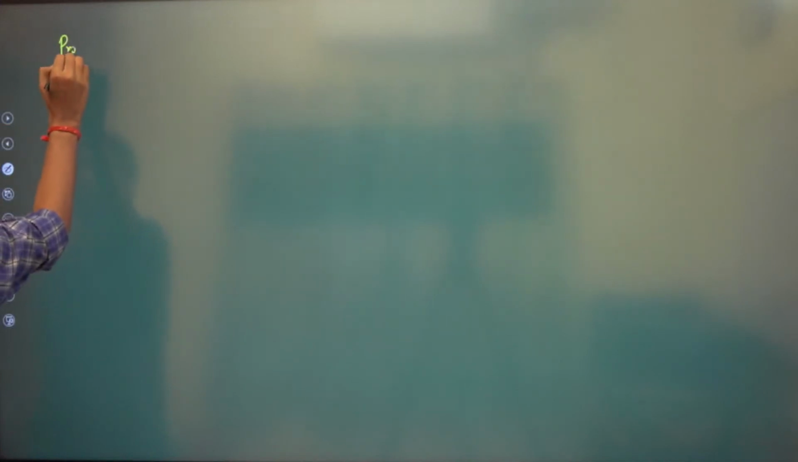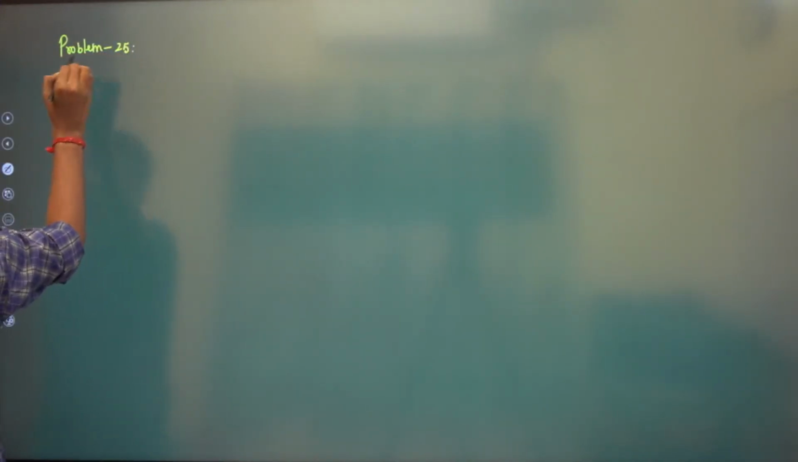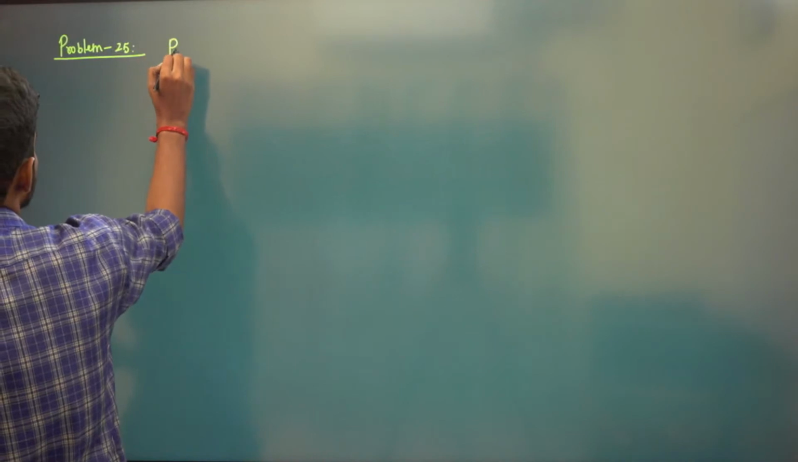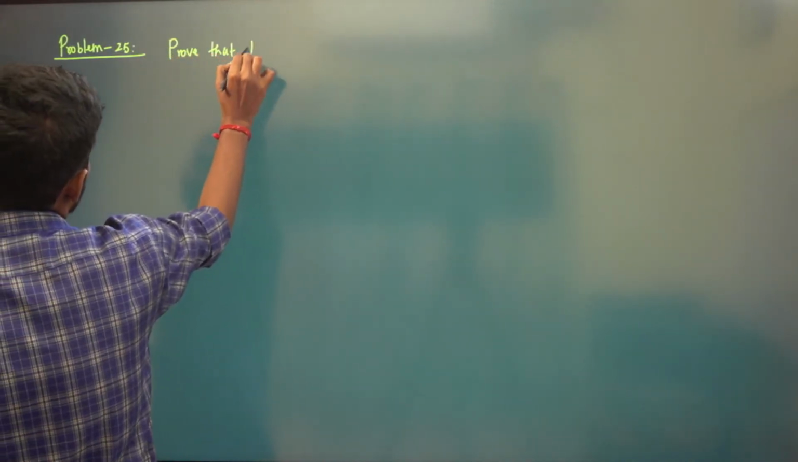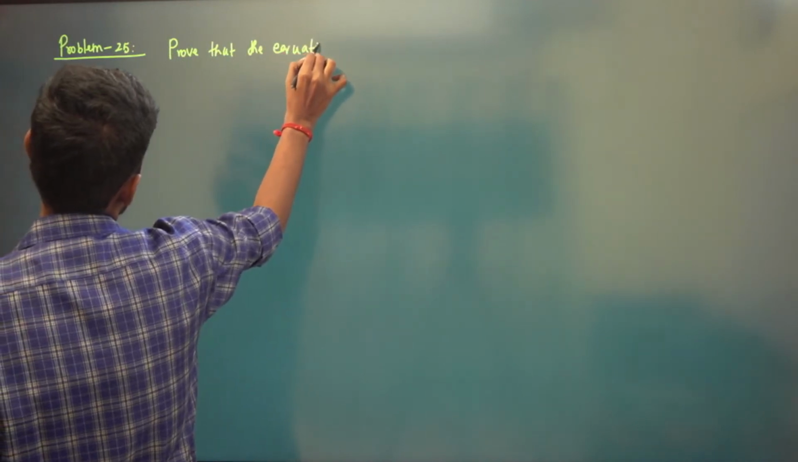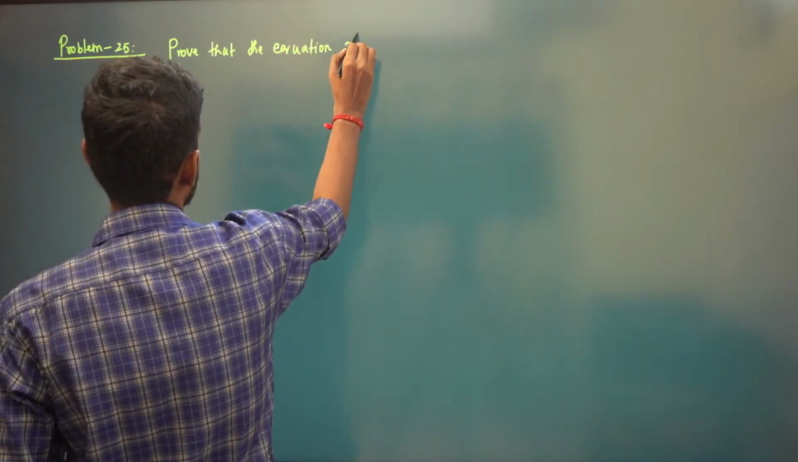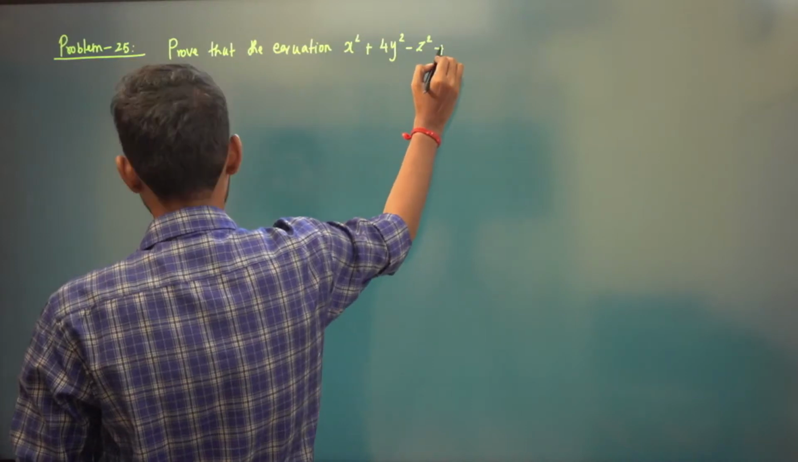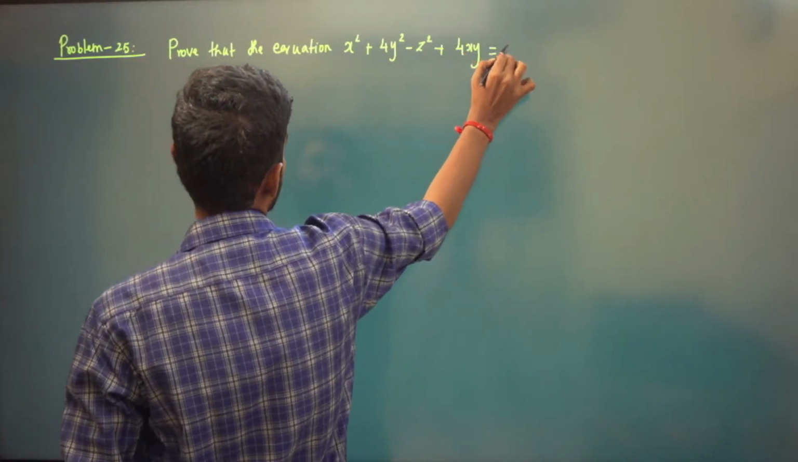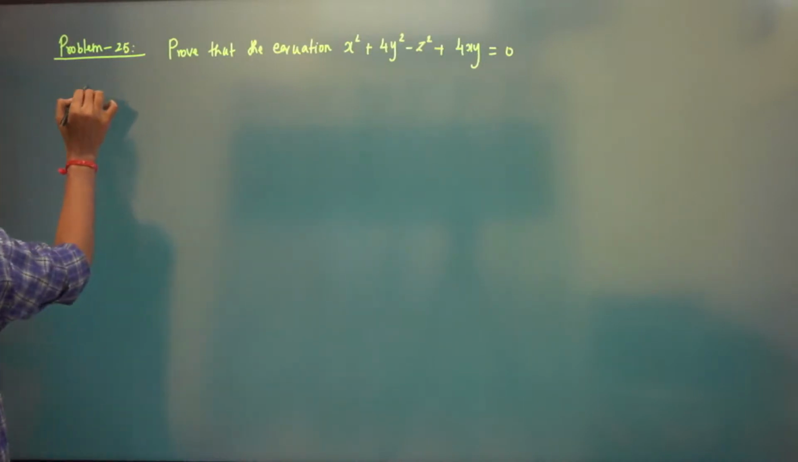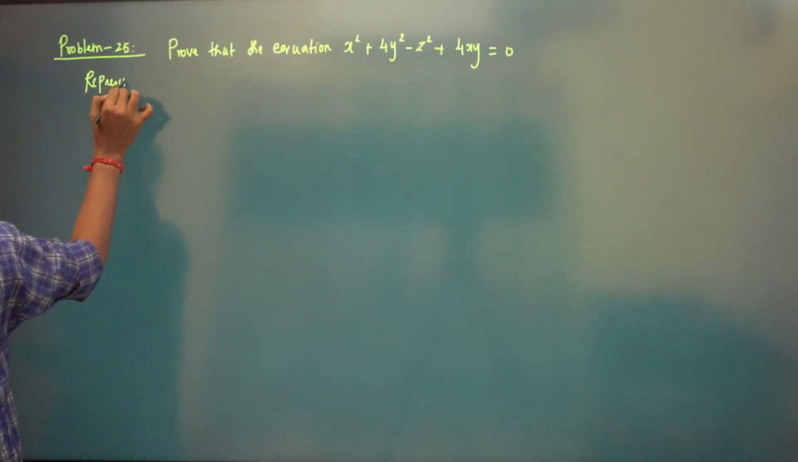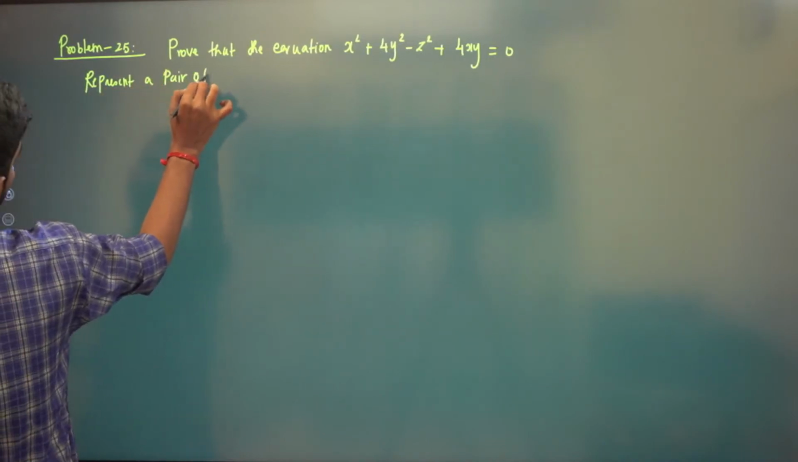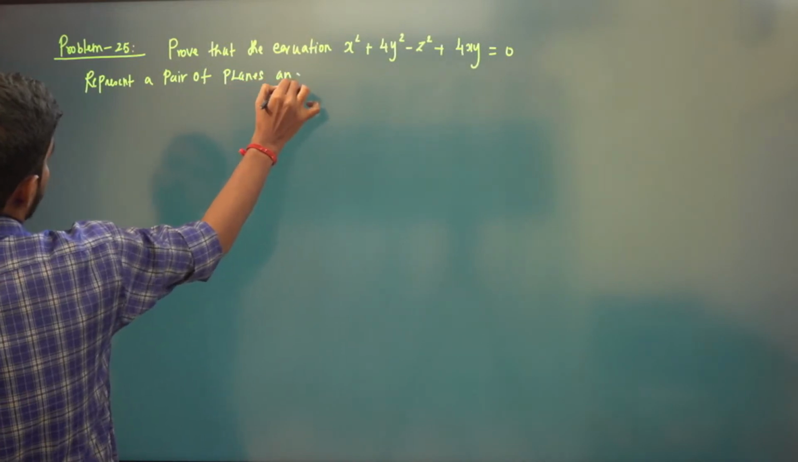Number 25. Prove that the equation x square plus 4y square minus z square minus 4xy equal to 0 represents a pair of planes, and find the angle between them.